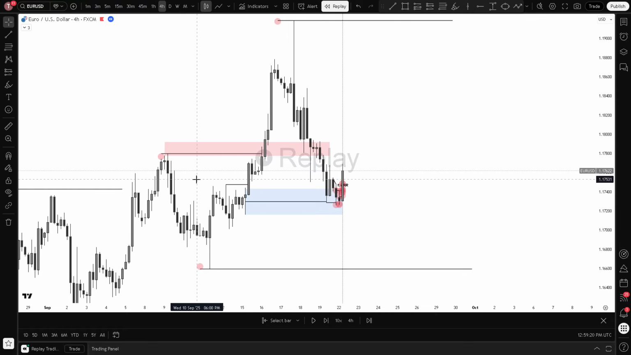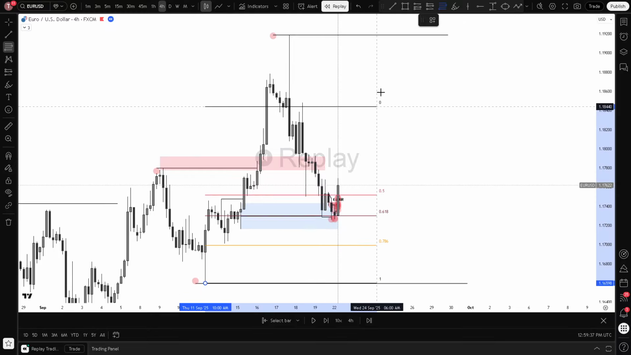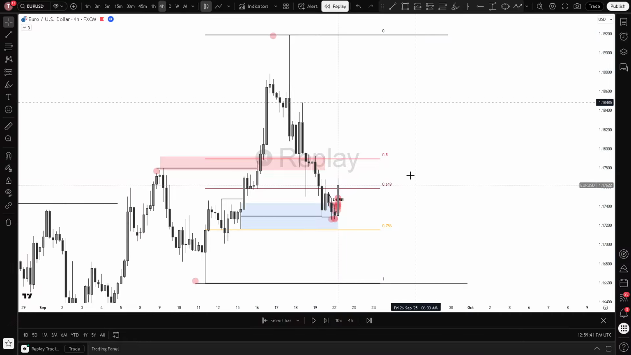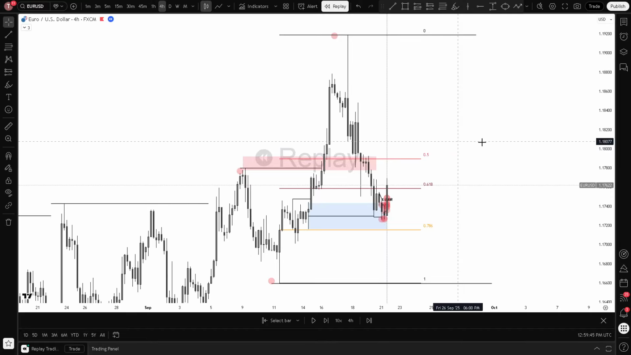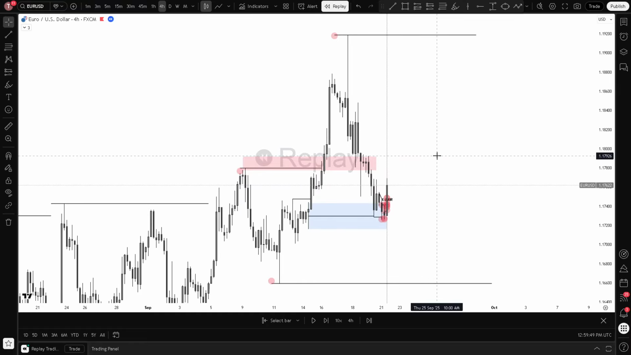Now, what can we see? Now we're just gonna take our fib tool from here, and I want to show you guys how I got this demand zone and how I knew price was gonna retrace from here. So we're gonna take our fib tool, and mostly 50% of the range usually is liquidity areas for retail traders.